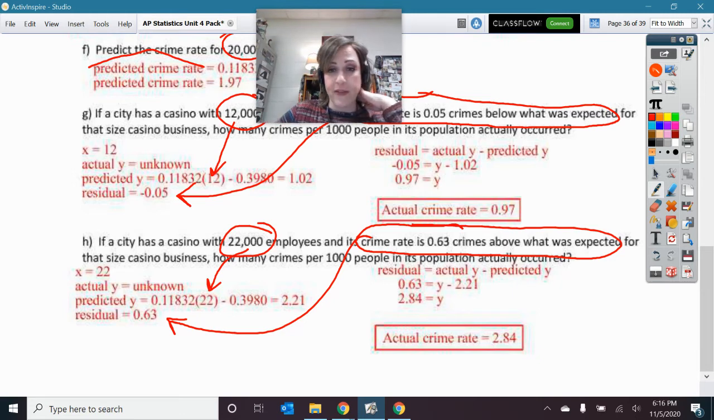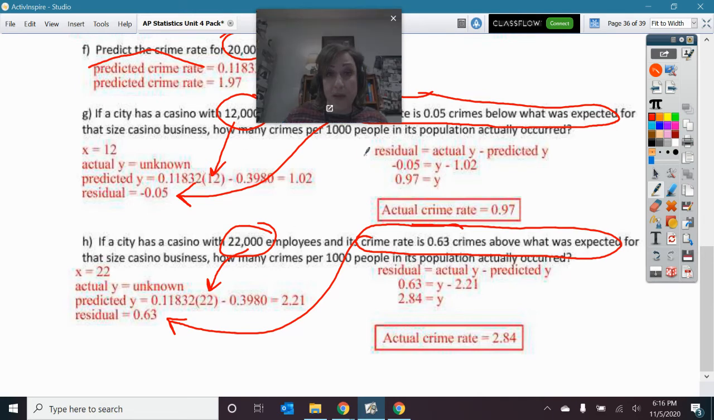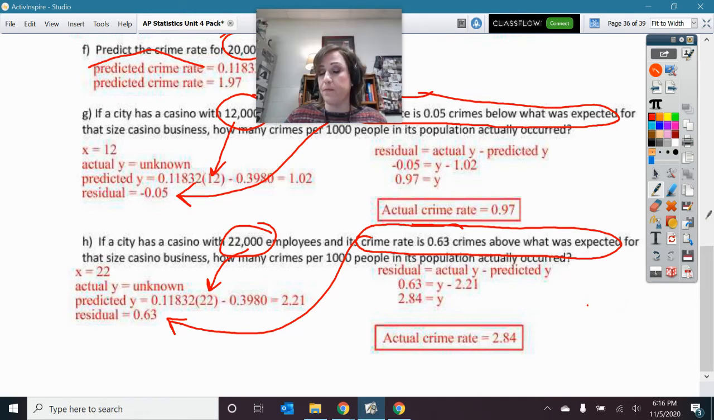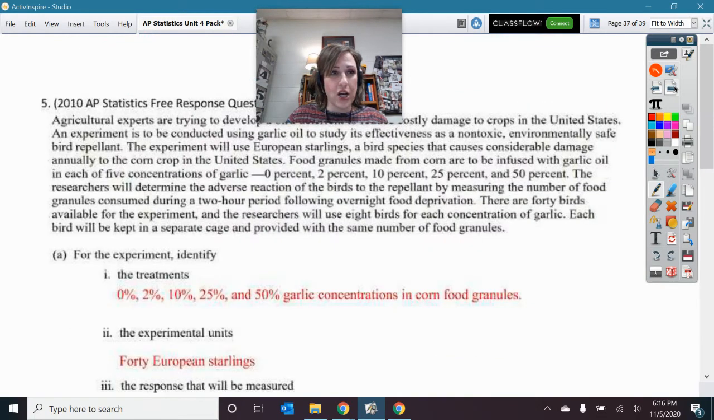So there we have that, and then we plug in residual equals actual Y, which we don't know, minus the predicted Y, which we calculated. And so therefore, that actual crime rate was 2.84 crimes per 1,000 people. Is that how that was working? Okay, moving on. Now we have this AP free response question.